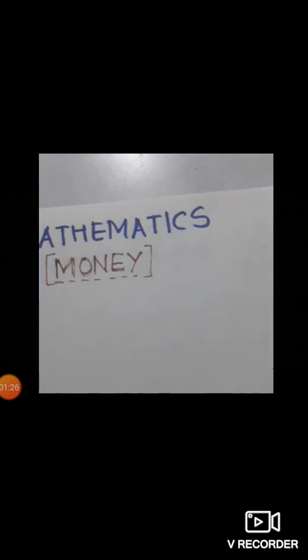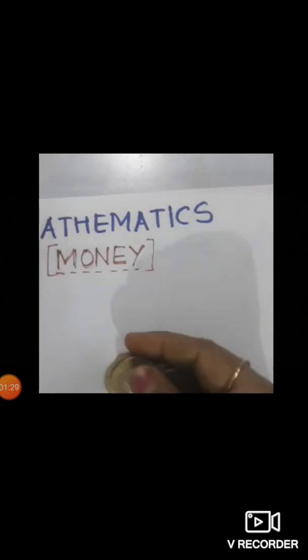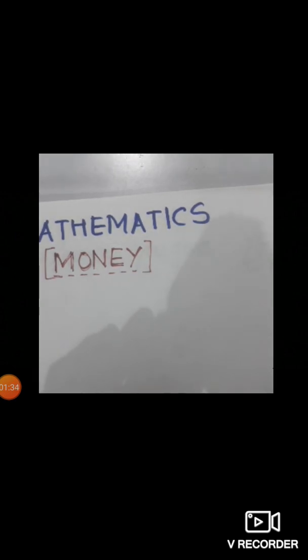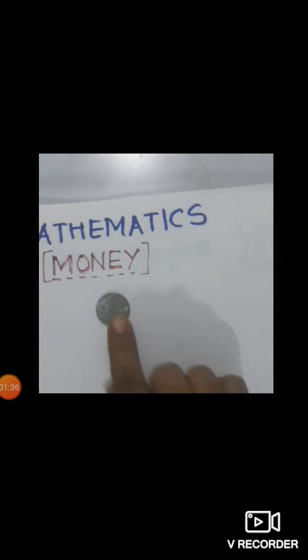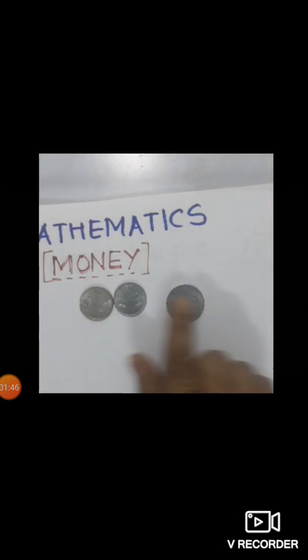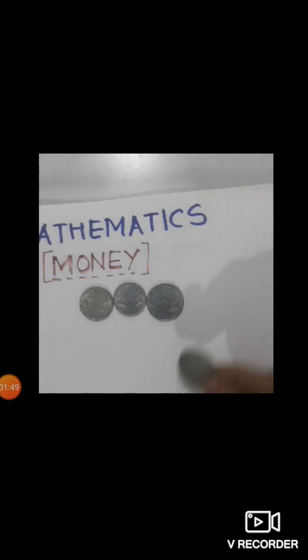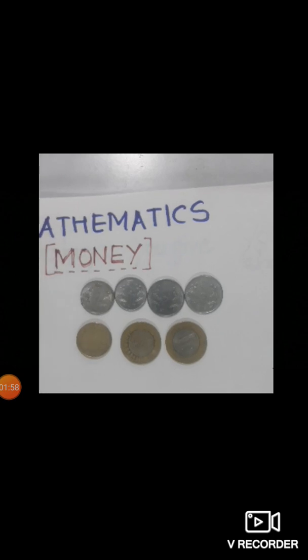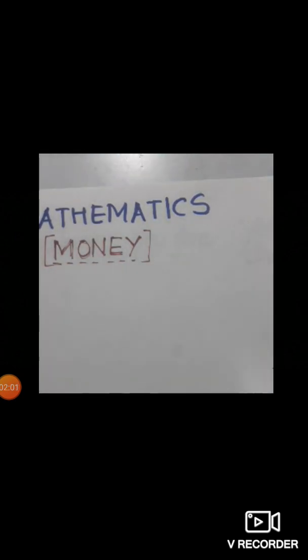Okay, now first let me tell you, let us make it clear. I think you must have seen this. We'll begin with 1 rupee coin. Nowadays this is 1 rupee coin, beta. This is also 1 rupee. This is 2 rupees coin. 1 rupee, 2 rupees. This is also 2. This is 5 rupees coin, and these are both 10 rupees coin.